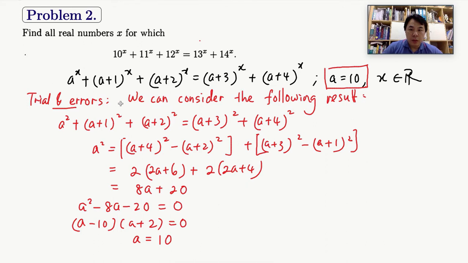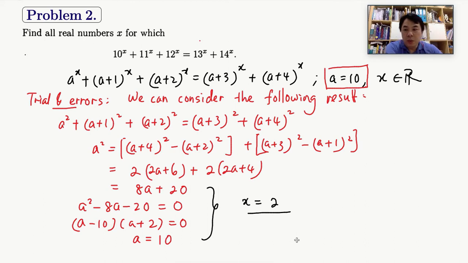So by using trial and error, we try to consider the square of this expression, of this equation. And then by solving these quadratic equations, I found that the solution matches the value of a equal to 10, which means this is a great discovery. I found that one of the real numbers x that satisfy this equation is actually 2. Okay, one of the solutions is x equal to 2.